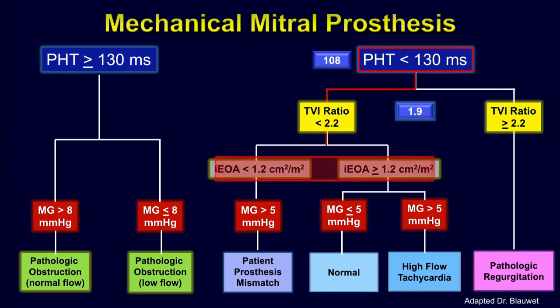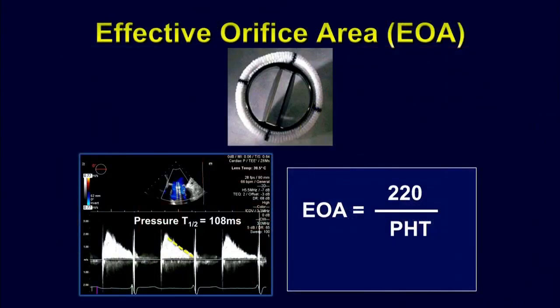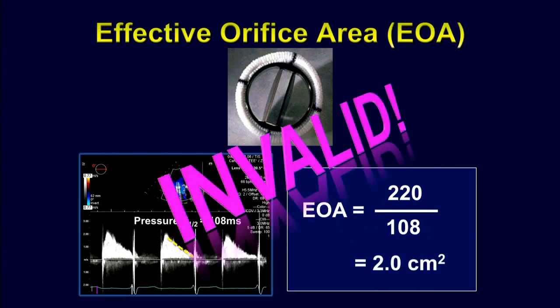So the next thing we need to do is evaluate the indexed effective orifice area for that valve. So how do we go about doing that? Well, we can say maybe the orifice area we heard was 220 over pressure half time, so that's 220 over 108. That gives us a value of 2 square centimeters. But this would be incorrect. This 220 over pressure half time was derived for patients with native mitral valve stenosis and cannot be used in patients with prosthetic valves, bioprosthetic, mechanical prosthesis, because it's largely influenced by changes in LA and LV compliance.